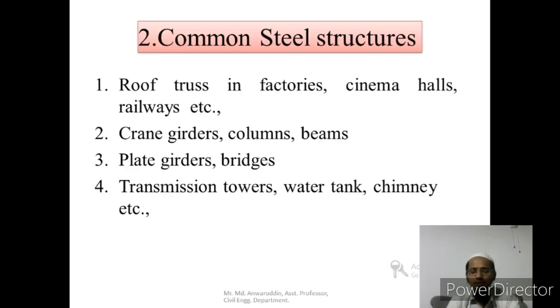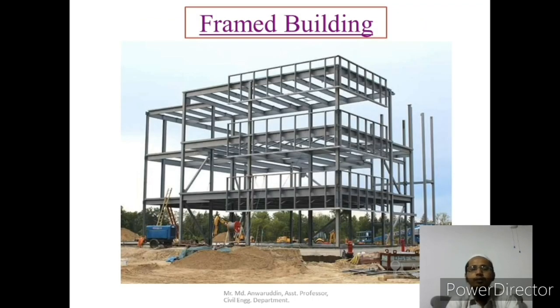Now in day-to-day life, there are different types of common steel structures which we see, that is roof trusses, which we see in factories, cinema halls, railways, etc. Crane girders, which we have seen in the godowns. The purpose of crane girders is to lift heavy blocks in the godowns. Plate girders for the bridges, transmission towers, water tanks, chimneys. These are some of the examples of steel structures. So let's have a look at the different types of steel structures which we use in day-to-day life.